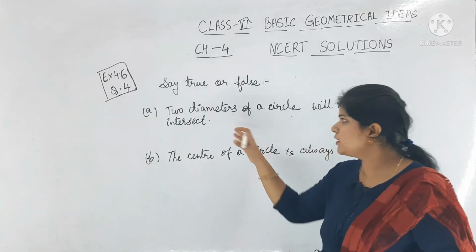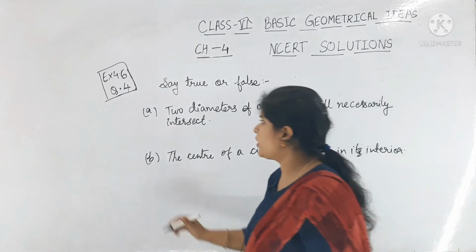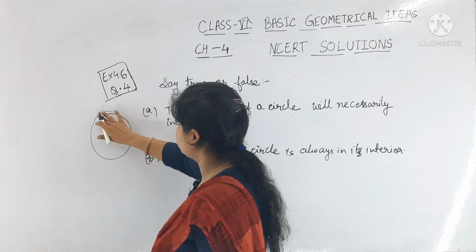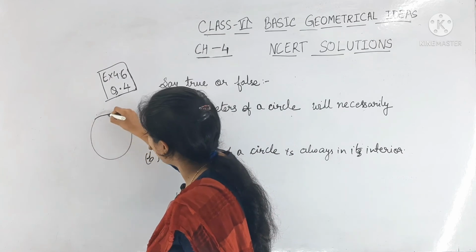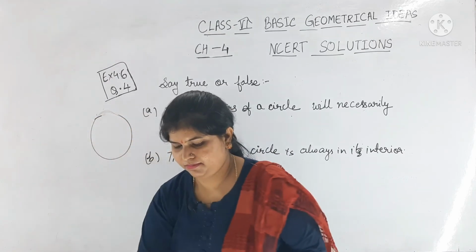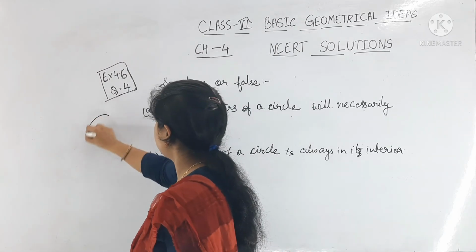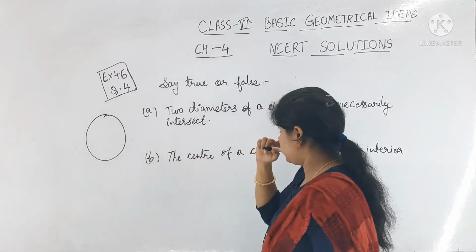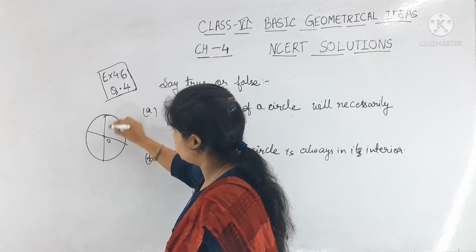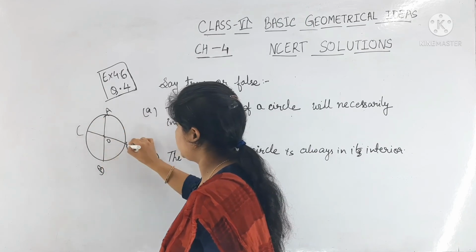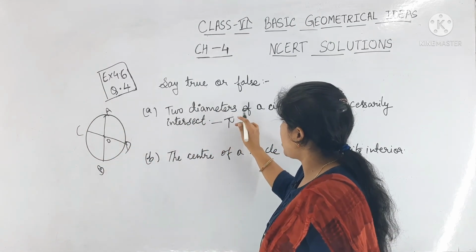Okay students, this is the last question of 4.6, question number 4. You have to say whether each statement is true or false. Two diameters of a circle will necessarily intersect. I am making a rough diagram. This is one circle. Two diameters like this can intersect at O. This is AB and this is CD. So this is the intersecting point, and the answer is true.